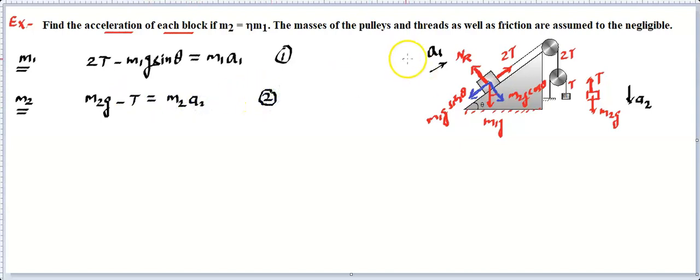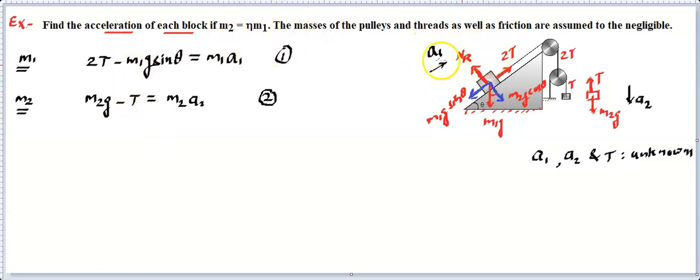Now we need to note what are the unknowns that we are having. a1 is unknown, we need to find. a2 is unknown, we need to find. And T is unknown. So there are three unknowns. Since there are three unknowns, you need three equations. So two equations we have got by using Newton's laws of motion. From where does the third equation have to come?